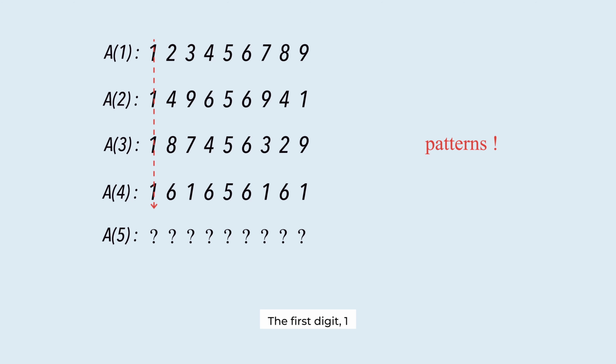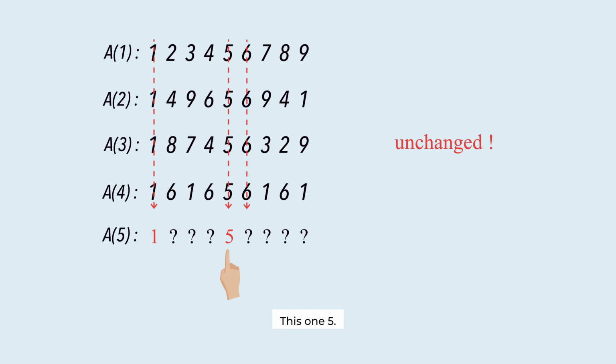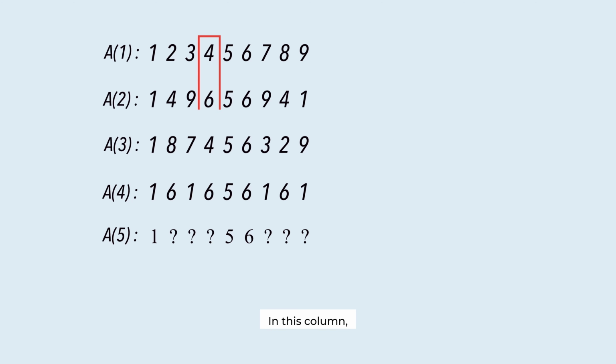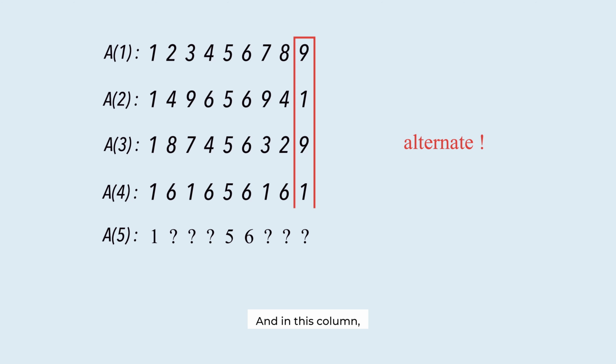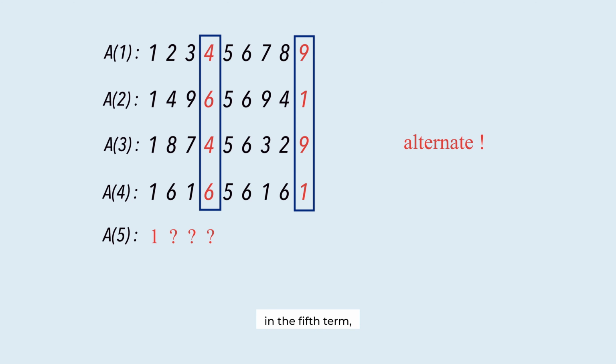The first digit 1 and the middle digits 5 and 6 remain unchanged. Following this pattern, in the fifth term, this position should be 1, this one 5, and this one 6. In this column, 4 and 6 appear alternately, and in this column, 9 and 1 do the same. Following this pattern, in the fifth term, this position might be 4, and this one might be 9.